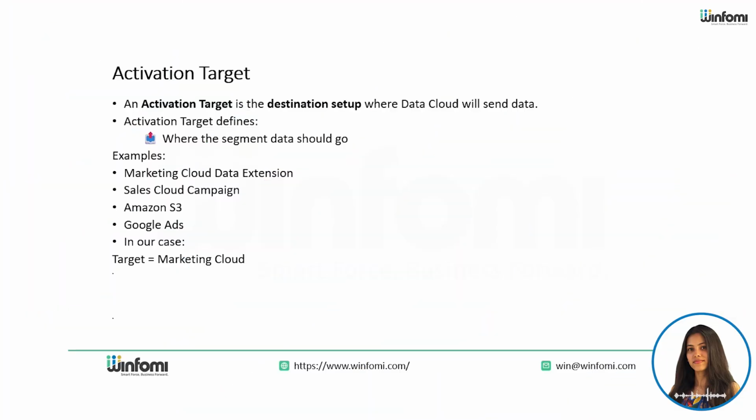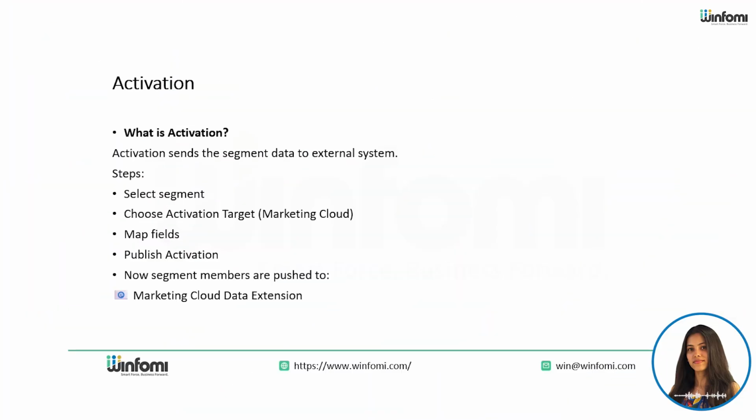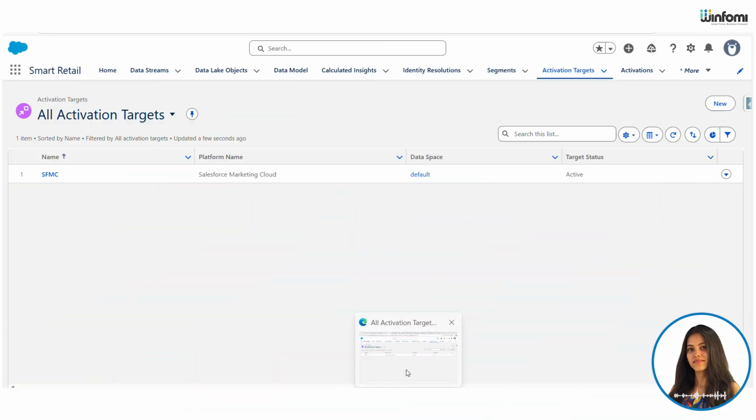After that, we have to create an activation. Activation sends the segment data to the external system. We have a few steps to do in activation. We select which segment we are sending, and we have to choose the activation target. We can map the fields, and then we can publish the activation. Now segment members are pushed to the marketing cloud data extension. In our use case, we are sending it to the marketing cloud.